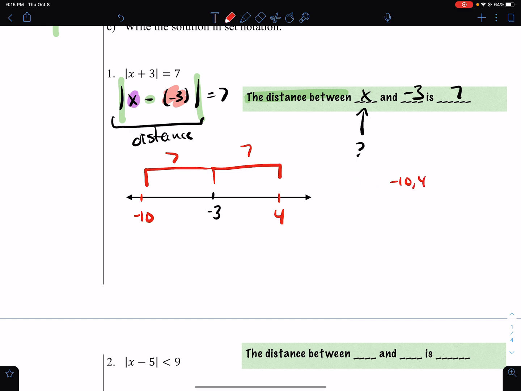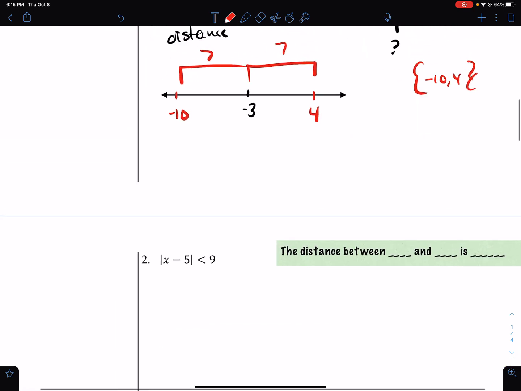And in our set notation, I'm okay with us just putting it like that. Let's move to another one. I'm going to add one here. Let's look at the absolute value of x minus 3 is equal to 9.